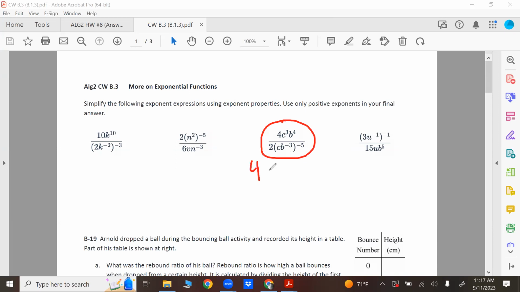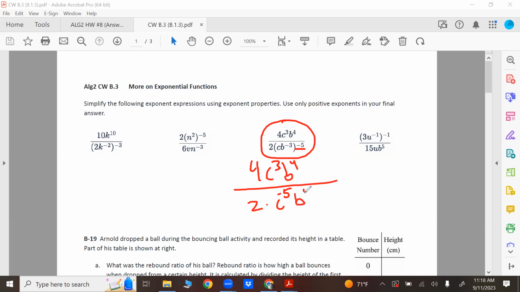So you have 4c3b4. So the top stays as is. The bottom, you have a 2. And what am I going to put after the 2? That'll be c raised to what power, guys? Right now, c to the first, but they have a negative 5 on the outside. So it'll become c to what now? Negative 5 and b to what?